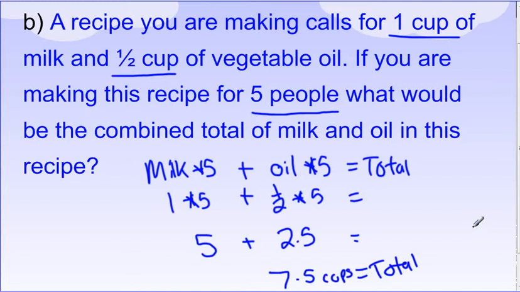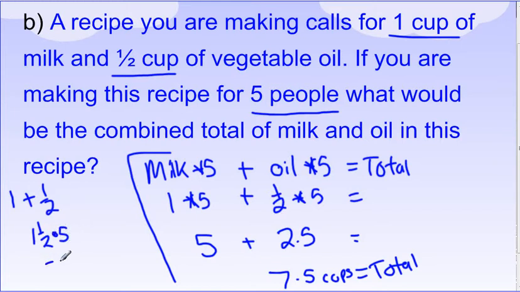Now, this whole problem could be done another way. You could take your 1 cup of milk plus your 1/2 cup of oil, giving you 1.5, and then take that whole thing times 5, and you get 7.5 cups again. Now, this way looks smaller. I didn't write out as many steps. I didn't write out the verbal model and all the other stuff. So it would take up just as much space. It's just another way of doing the problem.